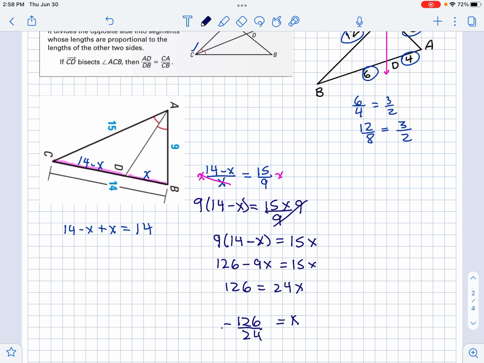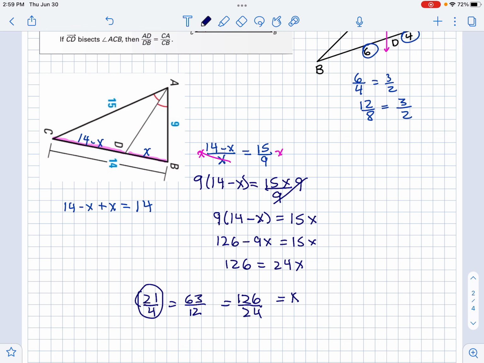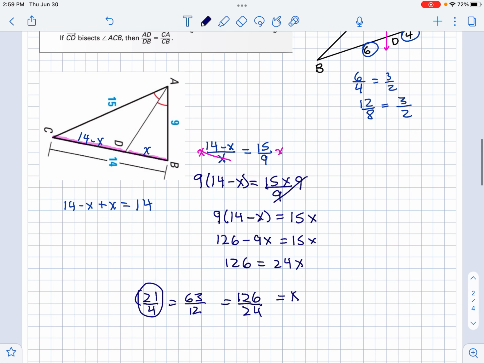Let me reduce that fraction a little bit. 126 divided by 2 would be 63, and 24 divided by 2 would be 12. We can go a little further. 63 divided by 3 would be 21, and 12 divided by 3 is 4. I don't think we can go any further with that. 21 is 3 times 7, and 4 is 2 times 2. So it looks like 21 fourths would be x.